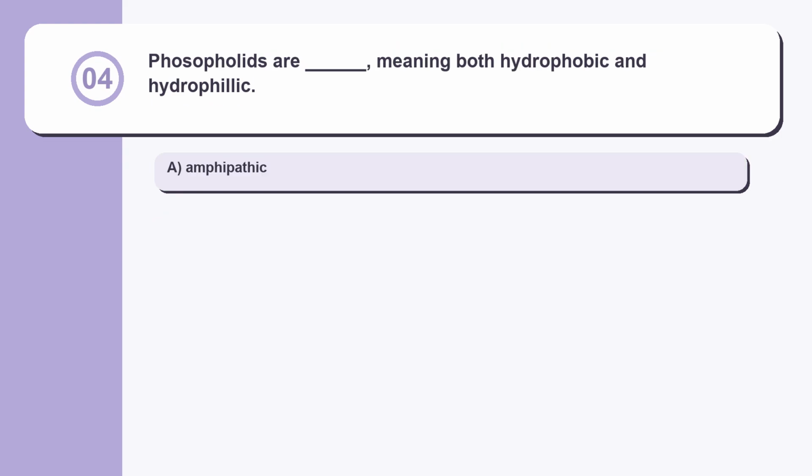Question 4. Phospholipids are meaning both hydrophobic and hydrophilic. Amphipathic.